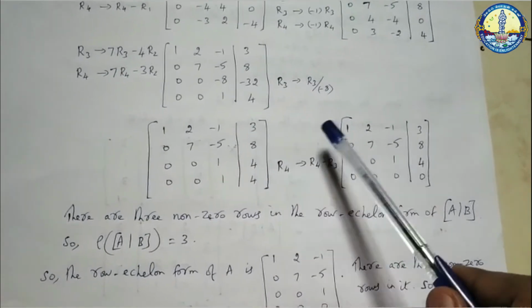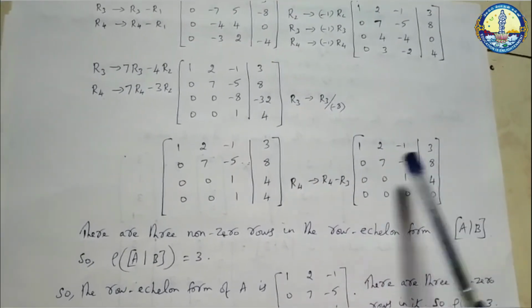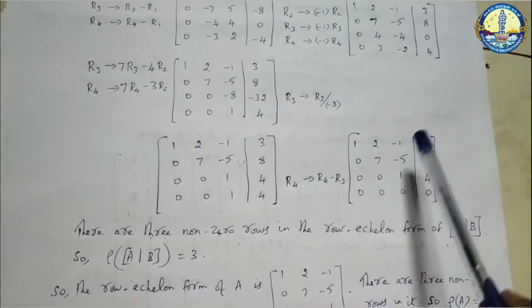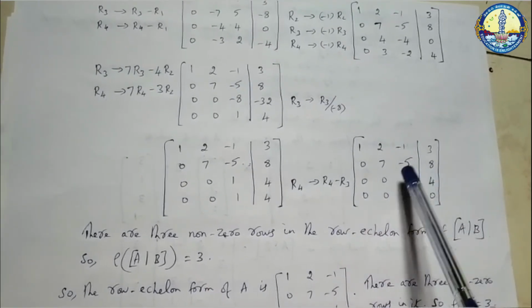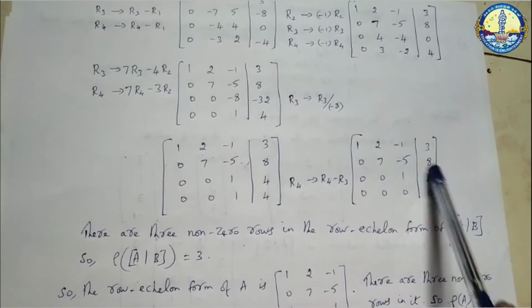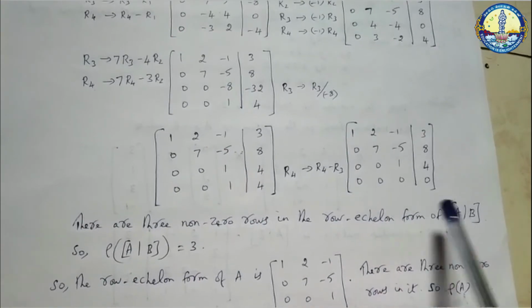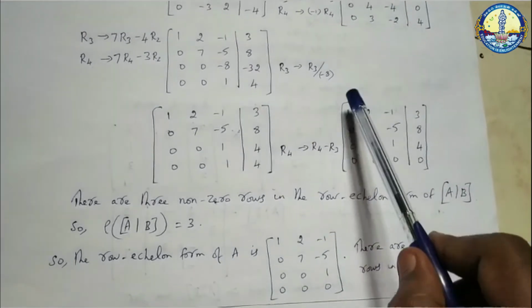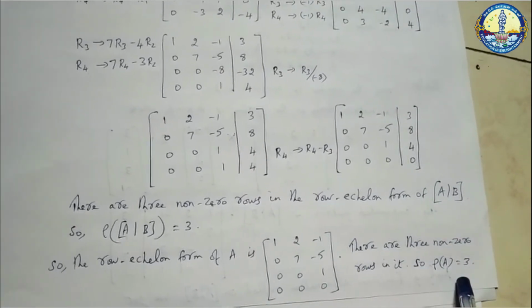Here, the number of non-zero rows. This is a non-zero row, this is a non-zero row, this is also a non-zero row because 1 and 4 are there. This is a 0 row, because all the elements in this row are 0. Here 2 elements are non-zero, here 3 elements are non-zero, here all the elements are non-zero. So there are 3 non-zero rows in the row echelon form of AB. So the rank of this is 3. Now the row echelon form of A, this is the A matrix, also has 3 non-zero rows. So the rank of A equals 3.